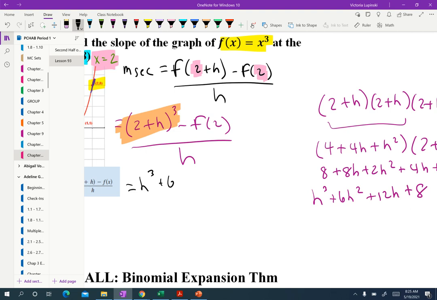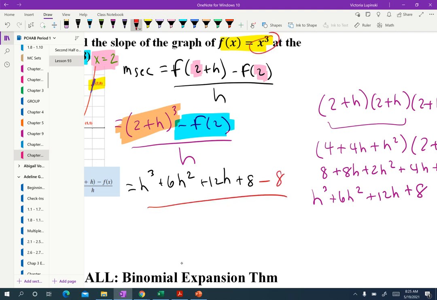So h cubed plus 6h squared plus 12h plus 8. And then I don't want to forget to subtract f of 2. So if I'm going to go ahead and subtract f of 2, so minus, what do you get when you plug 2 into x cubed? That would be 8. And then this is all going to be over h.